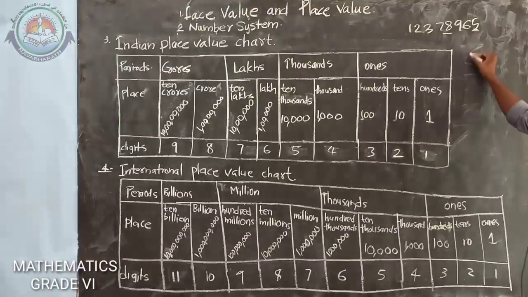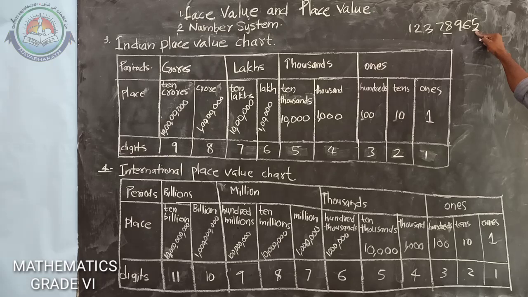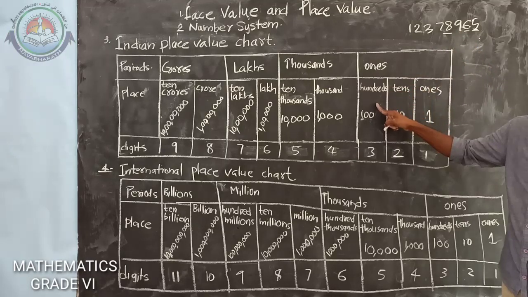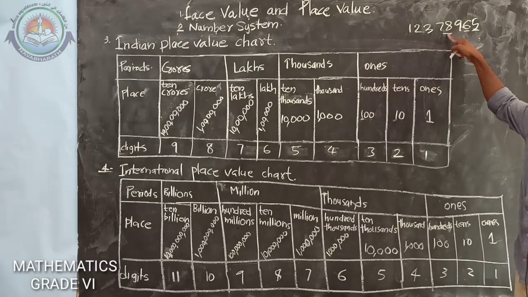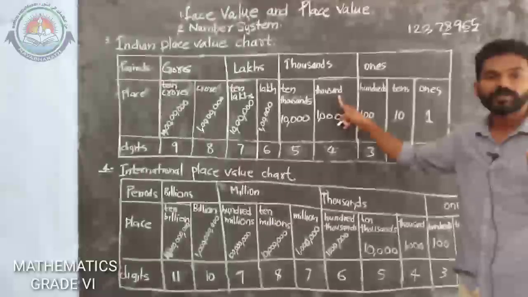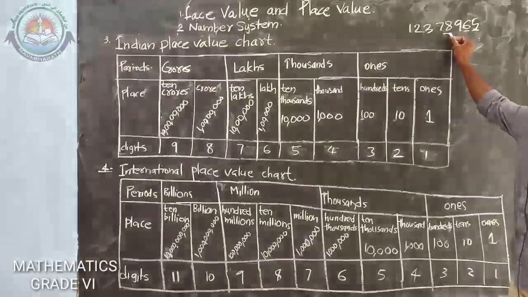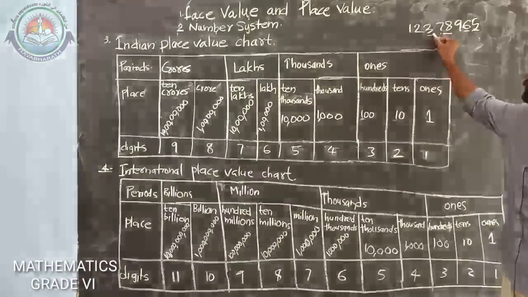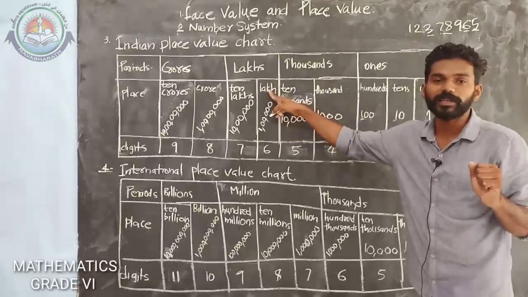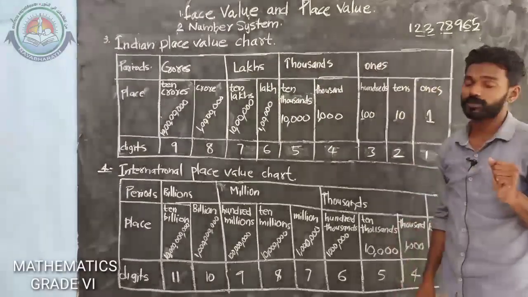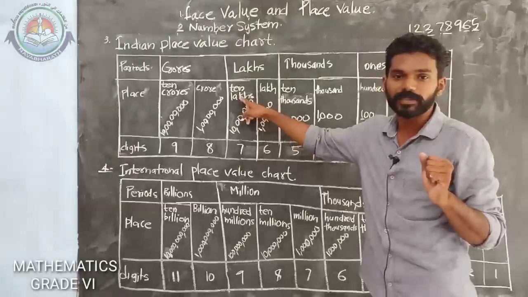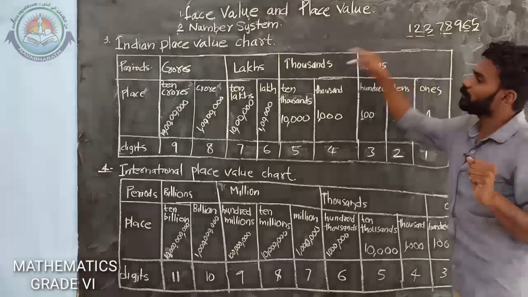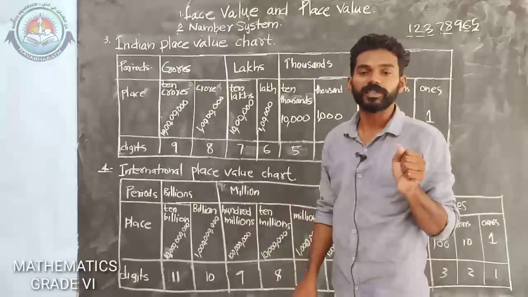This 5 represents ones place. The second digit 6 represents tens place. The third digit 9 represents hundreds place. The fourth digit 8 represents thousands place. The fifth digit 7 represents 10,000s place. The sixth digit 3 represents lakh place. The seventh digit 2 represents 10 lakhs place, and the final 8th digit 1 represents crores place.